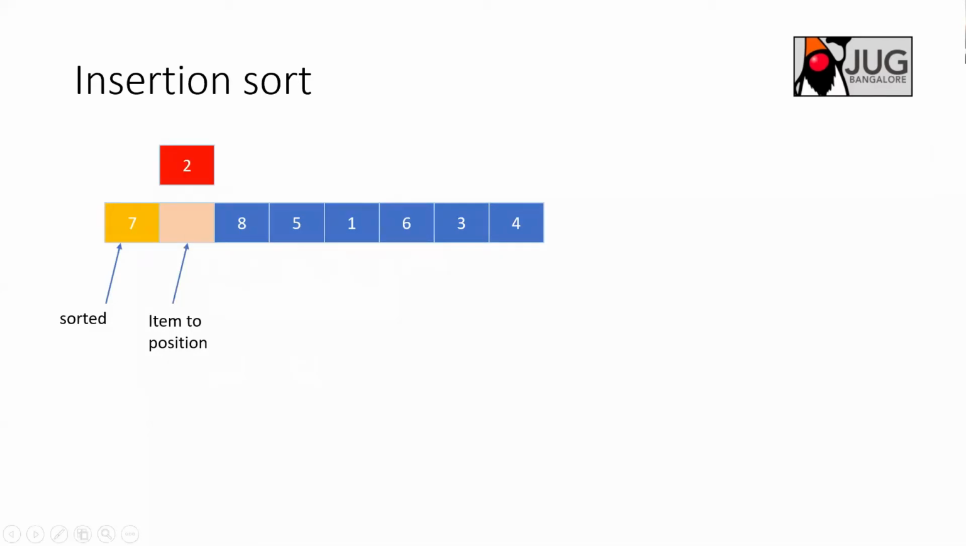Then you compare with the sorted set. Basically you need to place 2 in such a way that after placing it, the sorted set is still sorted. So 2 has to be placed before 7. So you compare 7 with 2, and you realize that 2 has to come before the 7. So you place 2 in the 7's place, and 7 is copied into the slot which is available next in the sorted set. After this you will have 2 and 7, and then in the next iteration you will pick the 8.